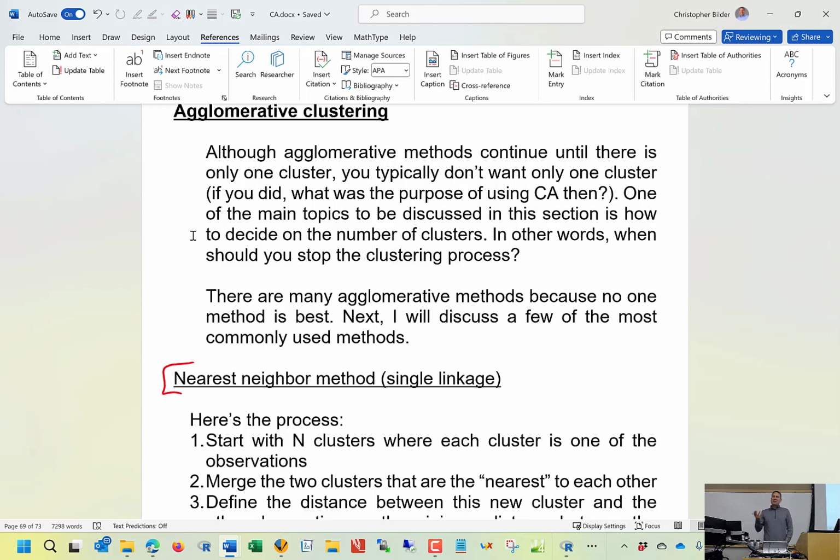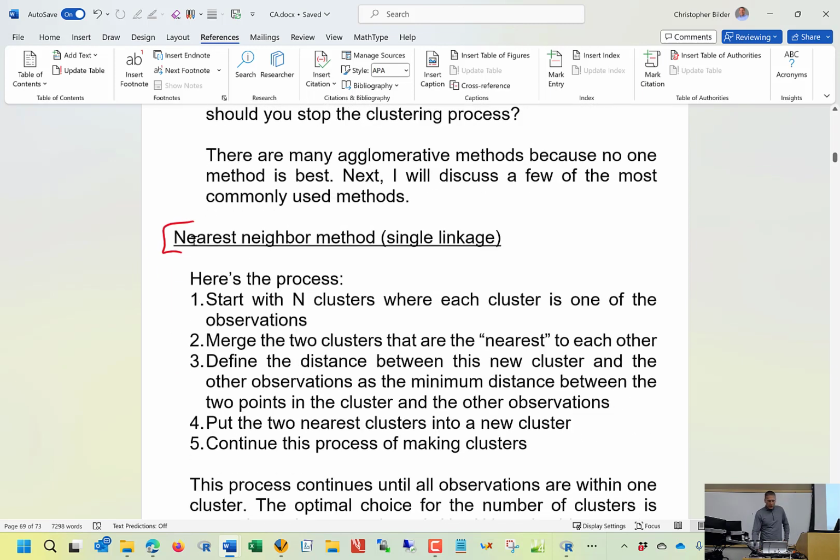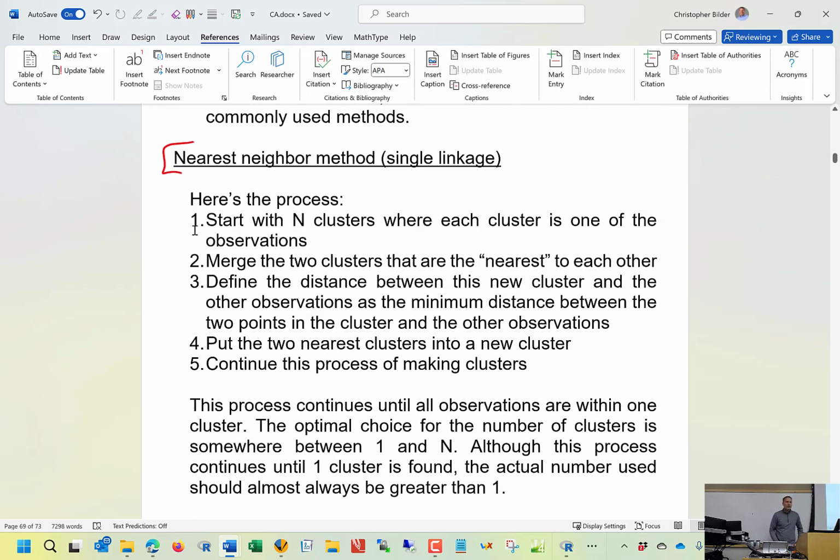With the agglomerative clustering, there's actually a number of different ways to implement it. We're going to talk about a few of them. Why are we talking about a few of them rather than just focusing on the best? Because there is no best method. And so we're going to begin with what's called the nearest neighbor method, also referred to as single linkage by some people. And here's the process, kind of similar to what I just described.